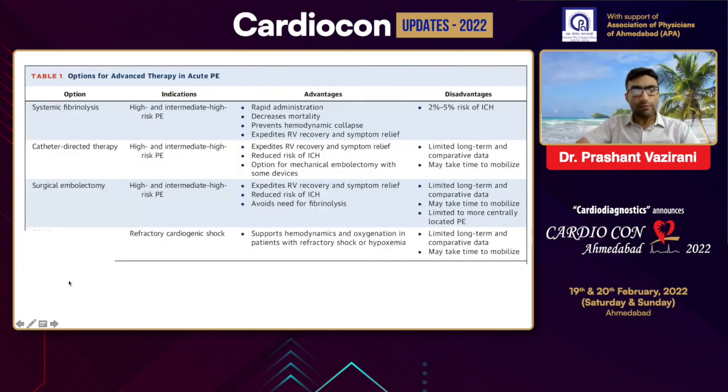So these are the treatment options which we discussed: systemic lysis, catheter-directed lysis with mechanical disruption, surgical embolectomy, and ECMO. All have their pros and cons, each has its advantages and disadvantages, and each case, depending upon the bleeding risk, depending upon their pressure, depending upon their presentation, has to be individualized. It cannot be just generalized that every patient should be treated the same way. It has to be individualized, case to case.